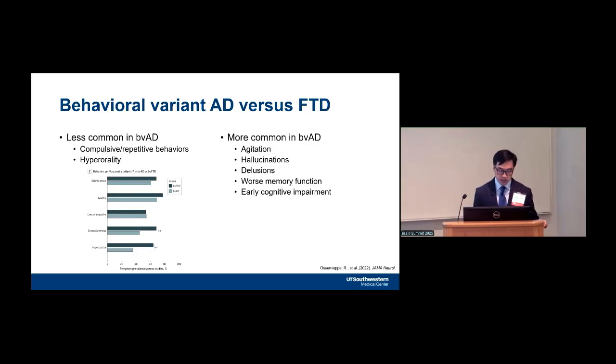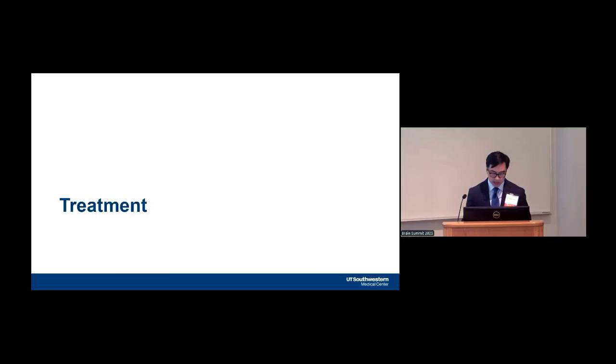And so this is a nice graph showing the prevalence of these different features, comparing behavioral variant FTD on the top versus behavioral variant Alzheimer's disease on the bottom. And so those that have their syndrome due primarily to Alzheimer's disease have less of the compulsiveness and hyperorality. What is more common in those that have Alzheimer's disease is more agitation, more psychosis, and worse cognitive functioning, memory or other domains. So those are the main variants of Alzheimer's disease that we encounter in clinic.